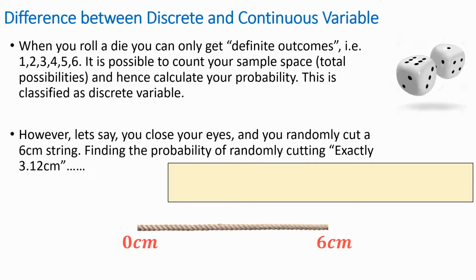Continuous, as I wrote here, is like using a 6-centimeter string, and I explained this previously as well. If you had a 6-centimeter string, and you were to close your eyes and randomly choose a point to cut this string, and let's say you cut it here. Then I ask you, what's the chances of you cutting exactly there? Now, it's hard to calculate because it's the one line out of how many dashes could you actually do?